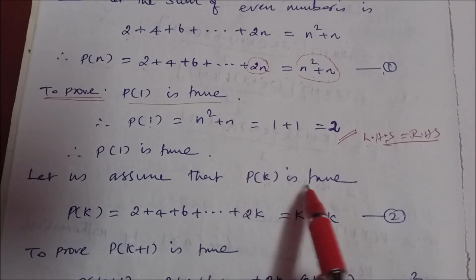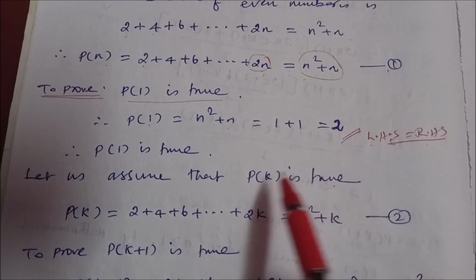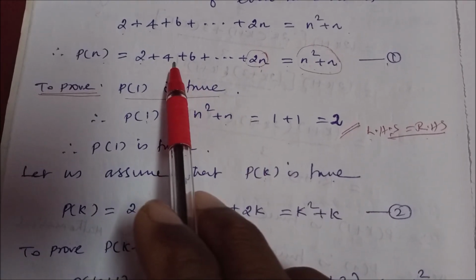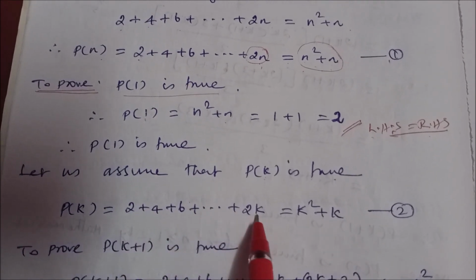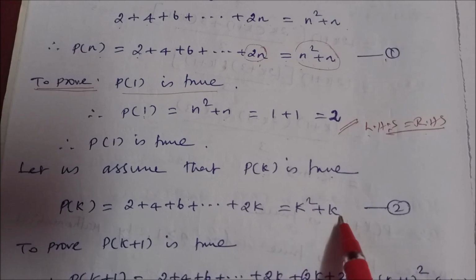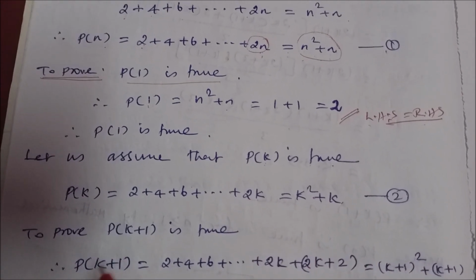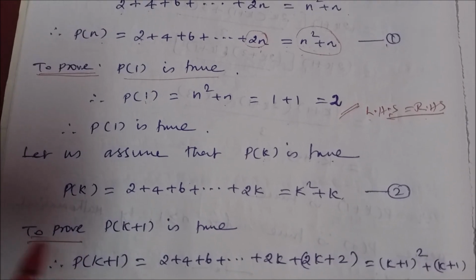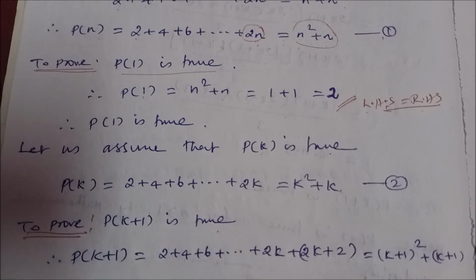Second step: let us assume that P of k is true. So k satisfies the given equation. Therefore P of k equals 2 plus 4 plus 6 etcetera plus 2k equals k square plus k. This is equation number 2. Then the third step is to prove P of k plus 1 is true.